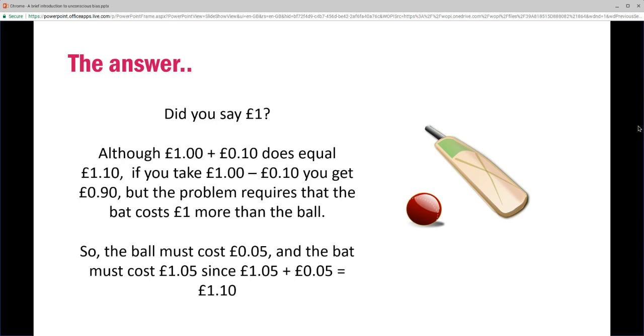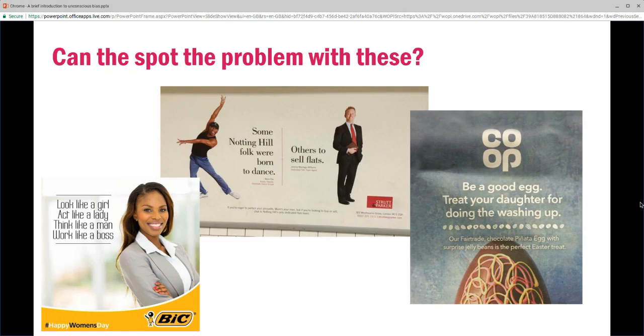When you're talking about a Dalmatian picture or a bat and a ball, it's probably not too much of a problem, but it can cause us huge problems in the workplace. Now have a look at some of these pictures here. Can you spot anything potentially problematic with these adverts?